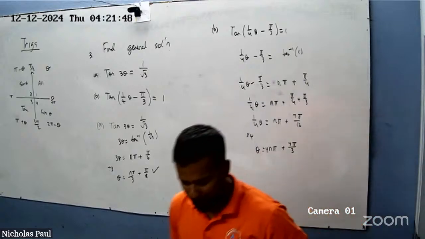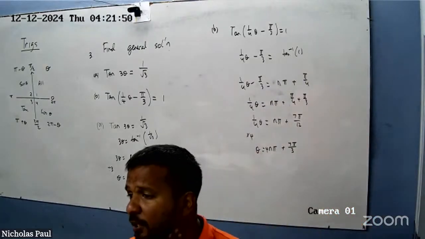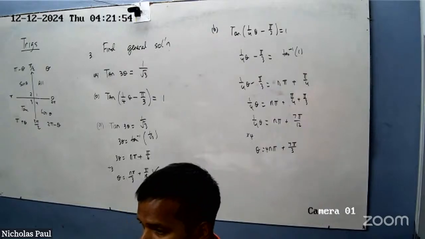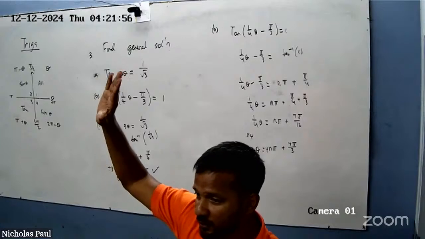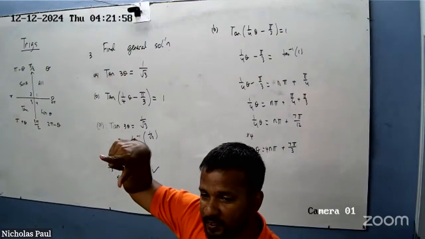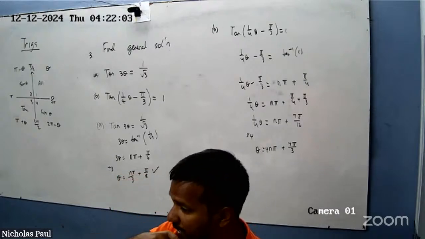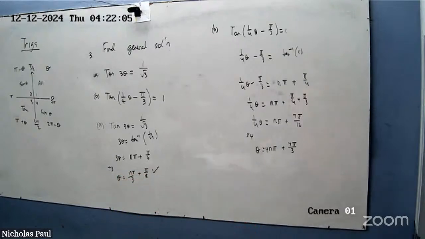So that's the way you use the general solution. Any questions? Okay. So we have to look at identities now. It'll take us 2 minutes, and then we start trig identities.